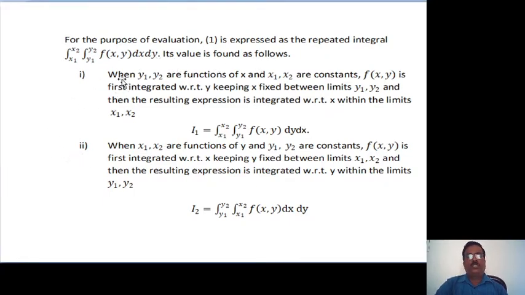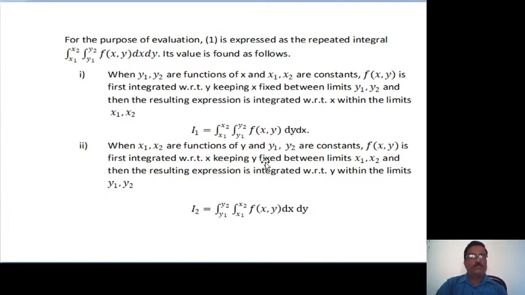First, when y1 and y2 are functions of x and x1 and x2 are constants, then f of x, y is first integrated with respect to y, keeping x fixed, between the limits y1 and y2, and then the resulting expression is integrated with respect to x within the limits x1 to x2. That is, I1 is equal to integration from x1 to x2, integration from y1 to y2 of f of x, y dy dx.